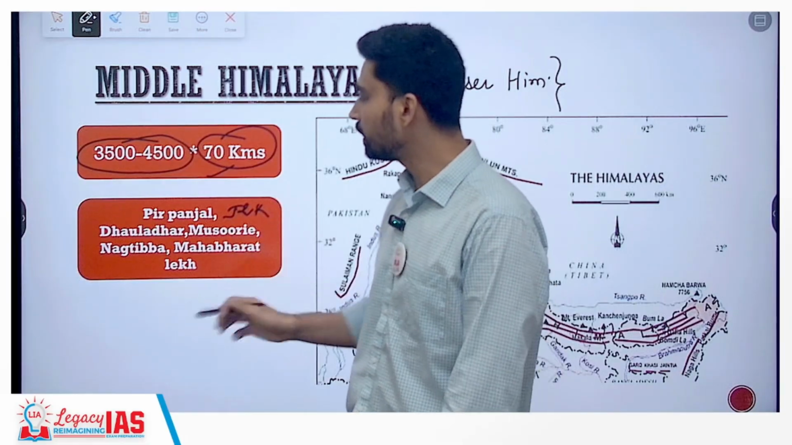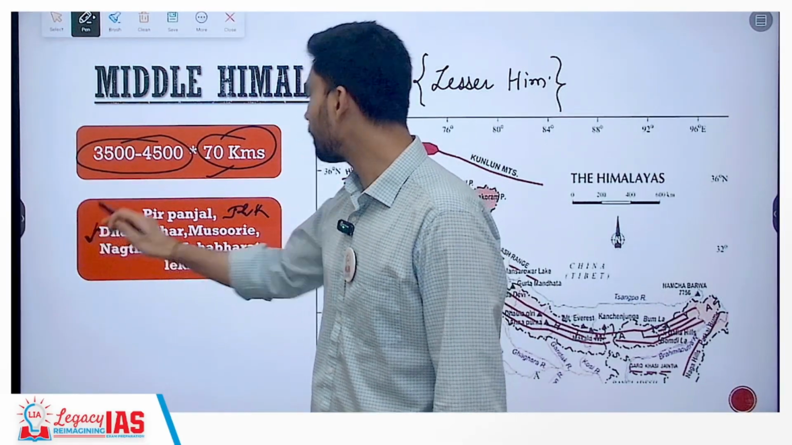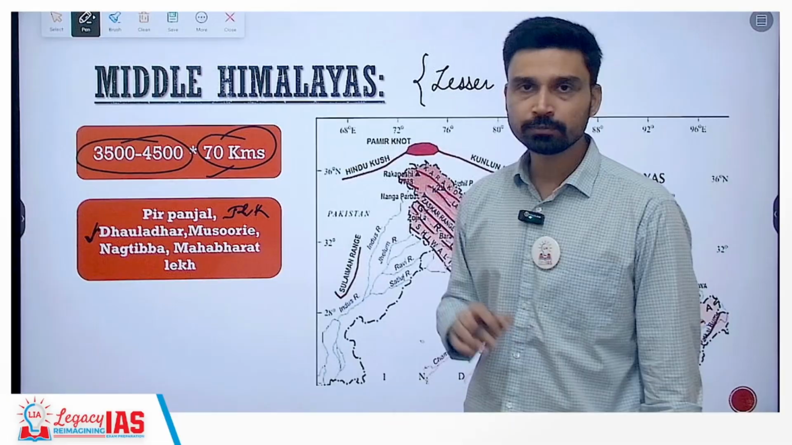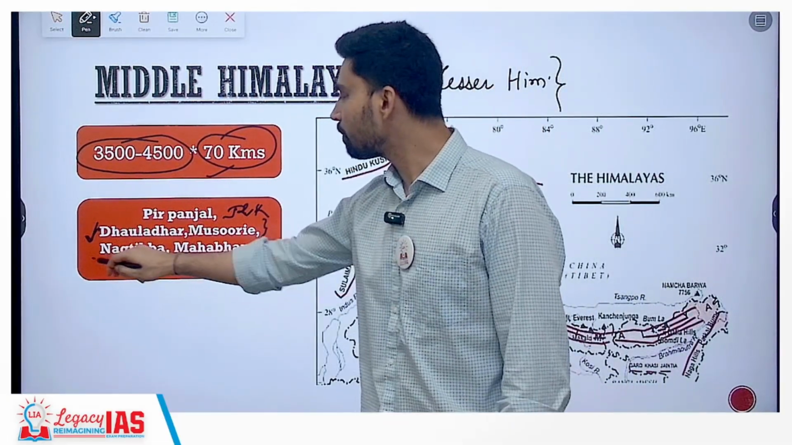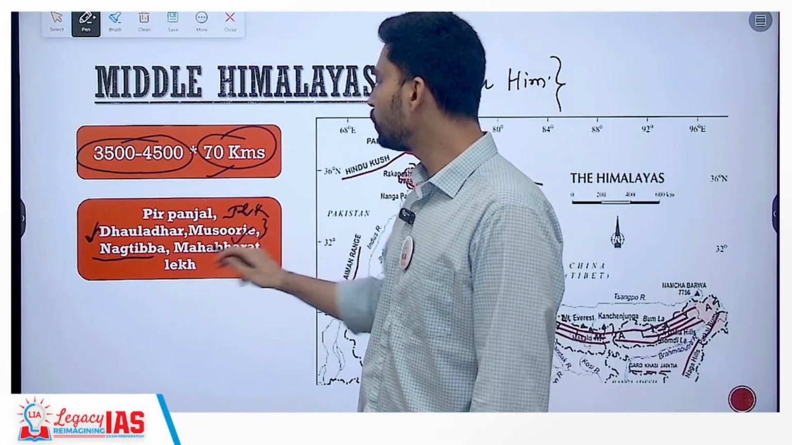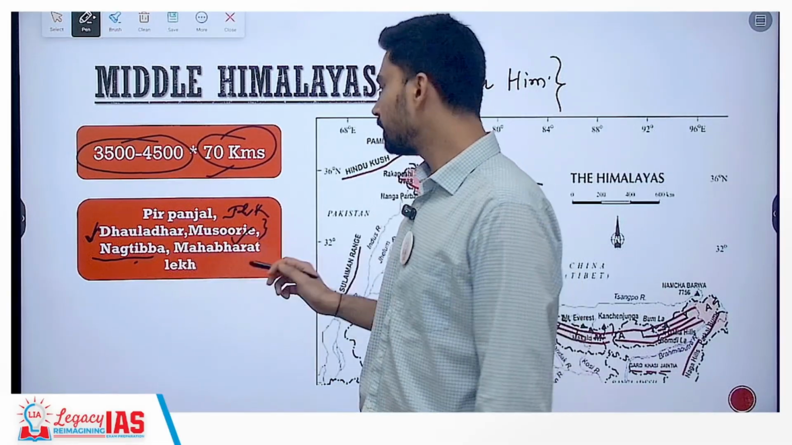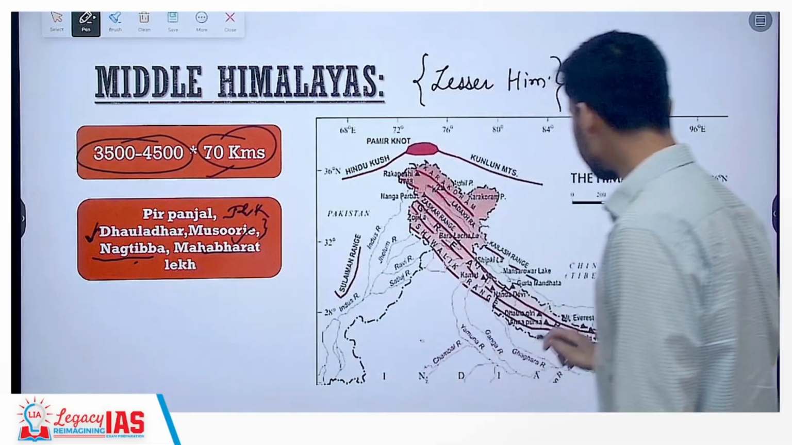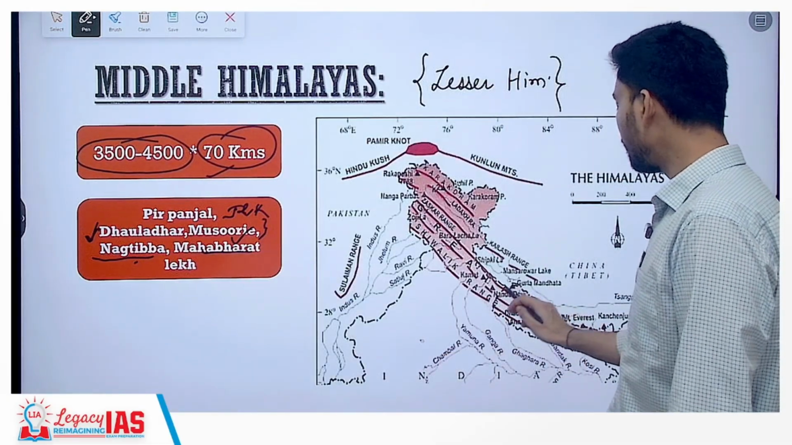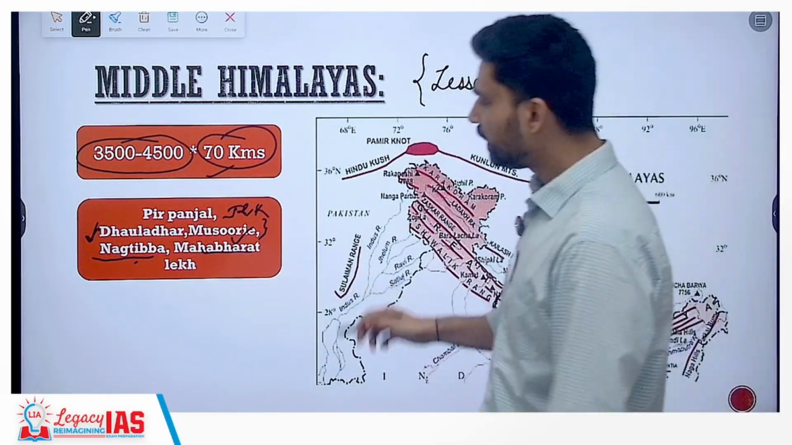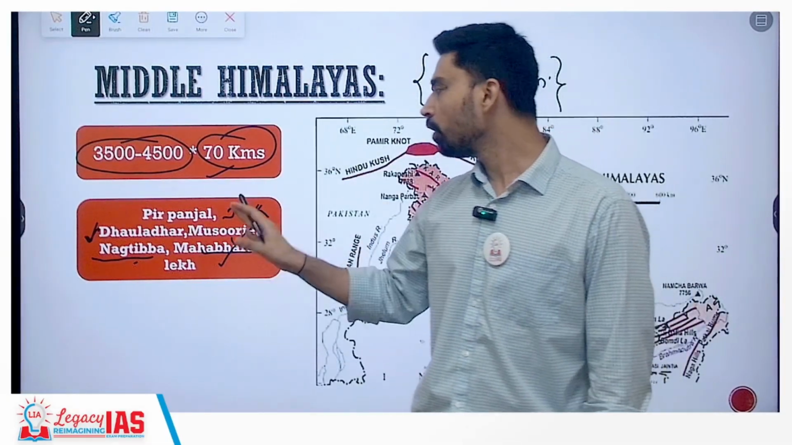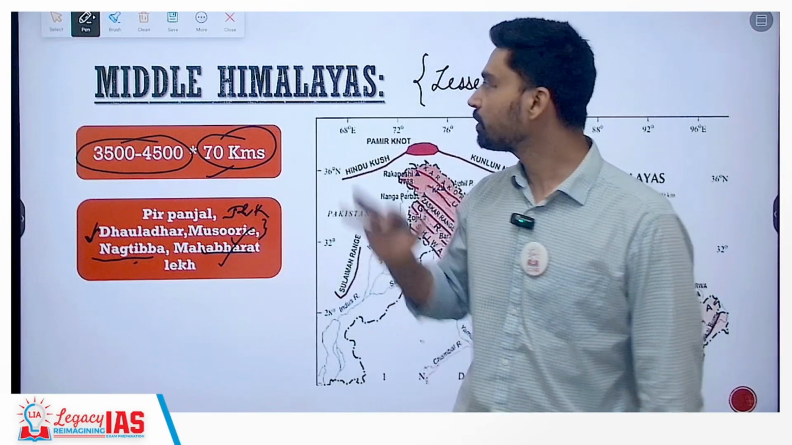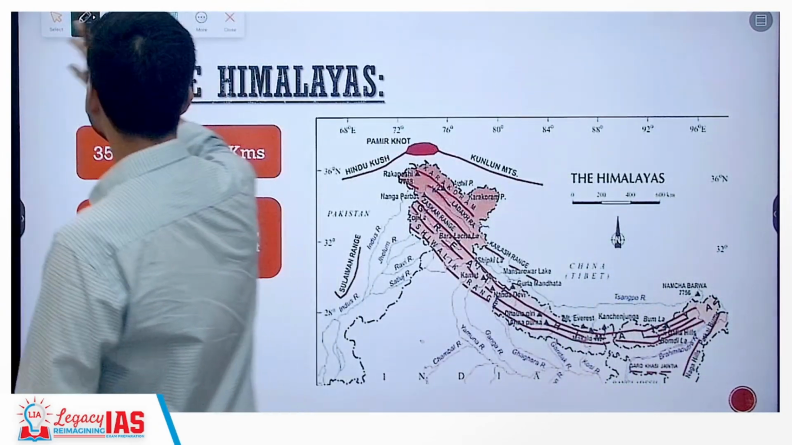Further, as you move to the east, in the state of Himachal Pradesh, you will find the Dhauladhar range. Then in Uttarakhand, two major mountain ranges are part of the Lesser Himalayas. These are the Mussoorie range and the Nag Tibba range. Further, the Lesser Himalaya extends into the territory of Nepal. In Nepal, the range is referred to by the name of Mahabharat Lekh. So overall, we can say 5 major ranges are part of the Middle Himalayas or Lesser Himalayas.